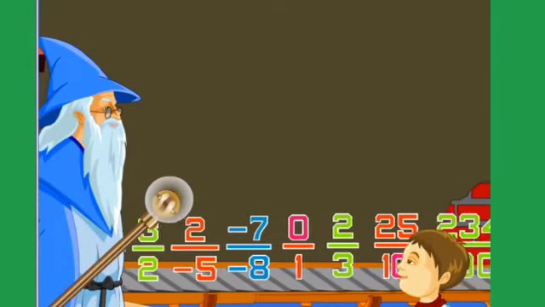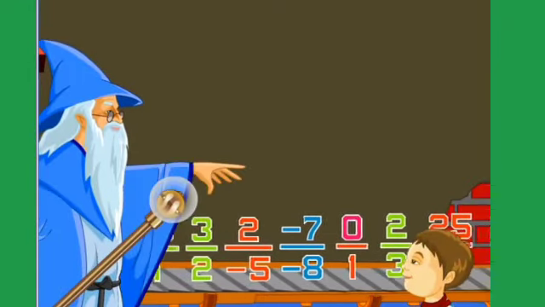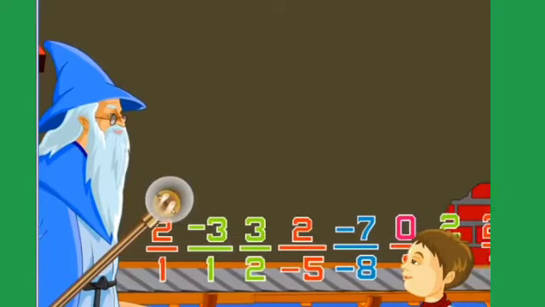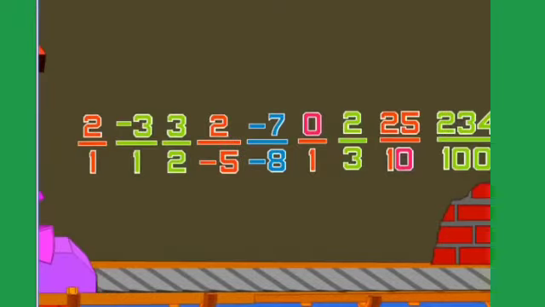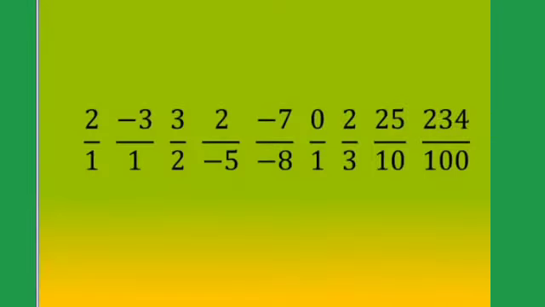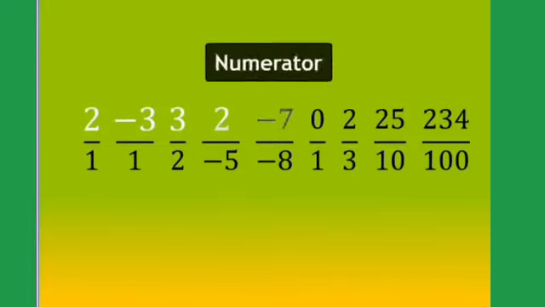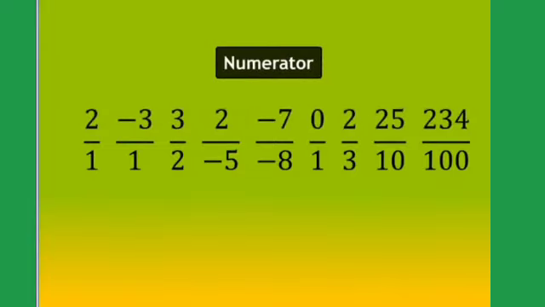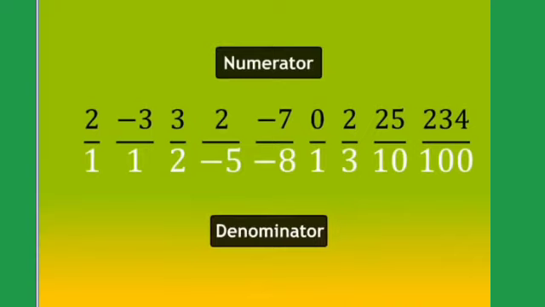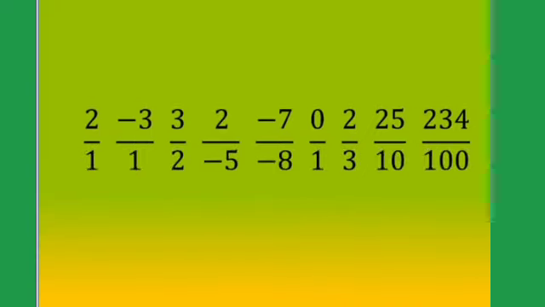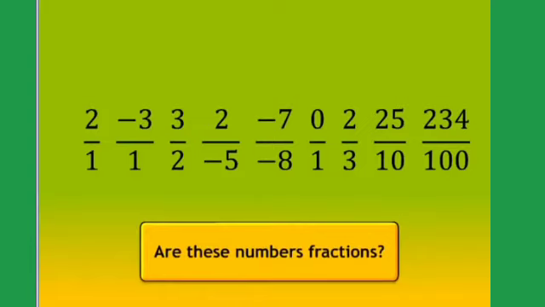Now, what is all this racket about, Unc? What are these numbers? Let me see. All of them have a numerator and a denominator. Can we call these numbers fractions?